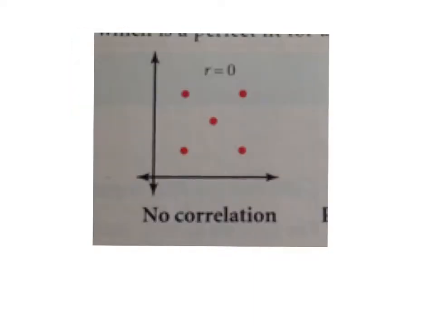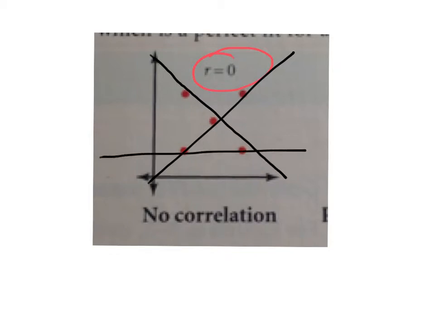Notice that these dots are scattered. There is no correlation. And if you have a perfect no correlation, that means your R value is 0. If I draw a line through this data here, I've taken care of 3 of those points, but I'm missing 2 of them. And the same way if I go this way. No matter how I draw a line to try to get these points in there, I can never get more than 3 because they're all scattered. That would be a 0 correlation.